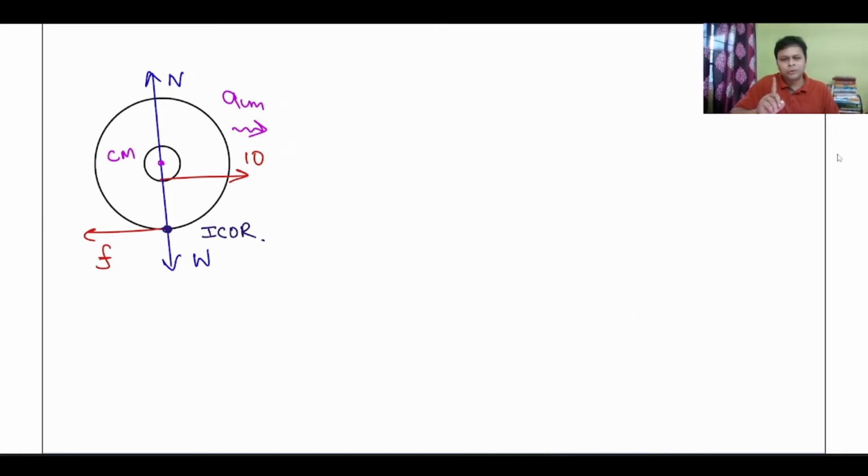And there is a very good twist here, right? When you're taking the torque about ICOR, the torque about ICOR is equal to moment of inertia about ICOR into alpha. There is one alpha. It doesn't happen that alpha for center of mass is different and alpha for ICOR is different. There is only one alpha for the system. So alpha will be constant throughout. Okay, no problem.